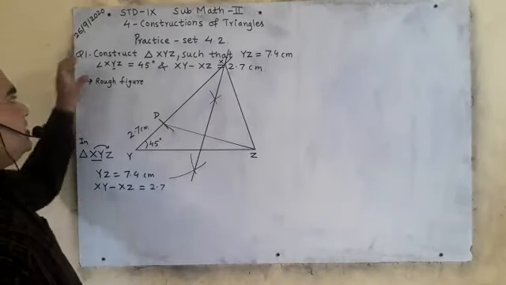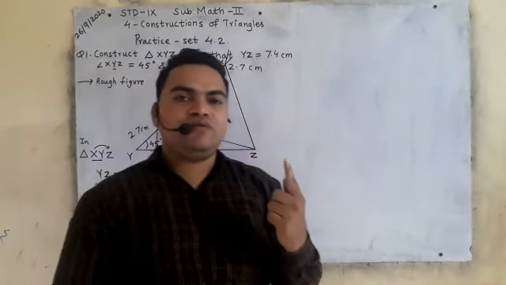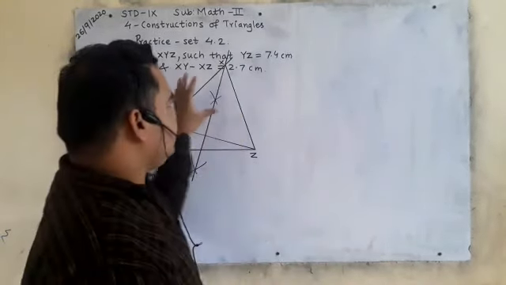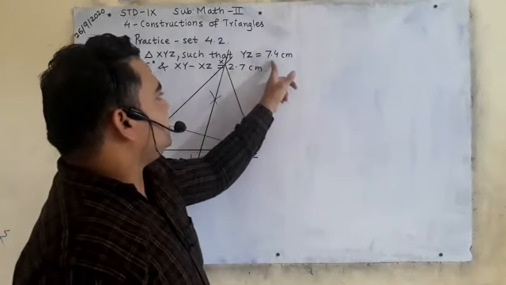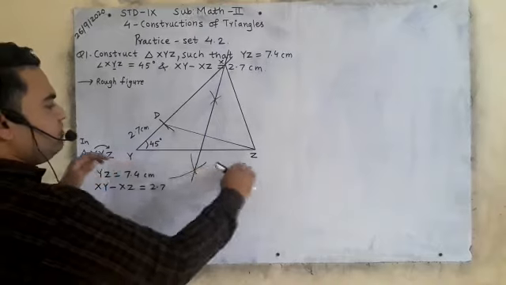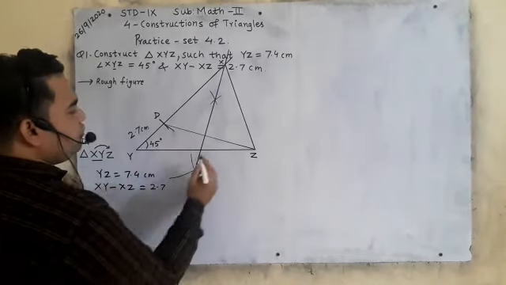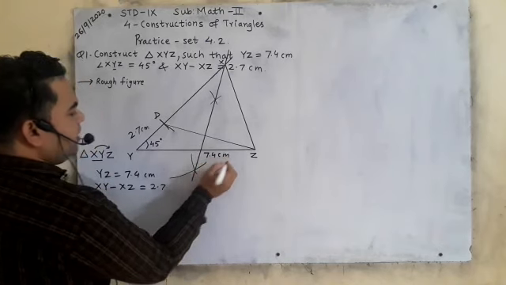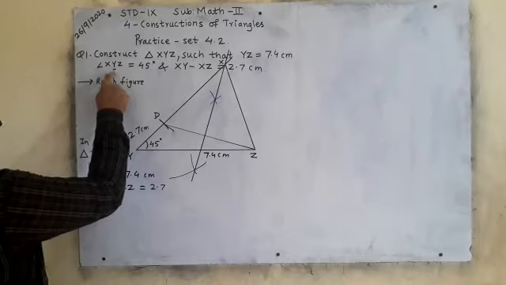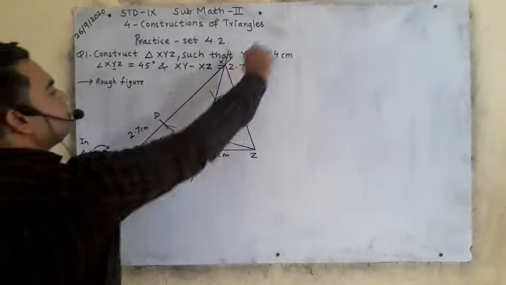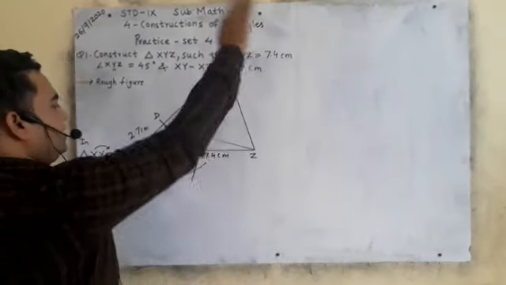So my dear students, very simple question. Only one side is given to you, that will be your base. In this question YZ is the only side given, so YZ is 7.4, so YZ will be your base. Okay, this is a rough figure. YZ, that is 7.4, you will take as a base. Angle XYZ, Y comes in between, so on Y you will construct a 45 degree angle ray.